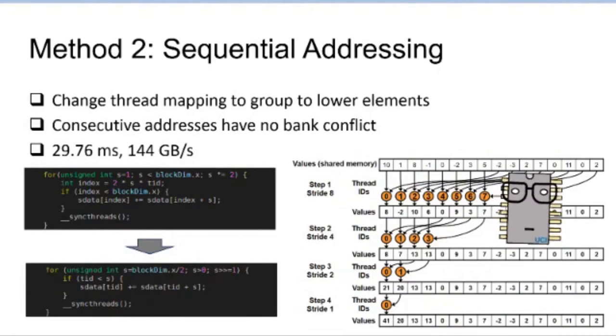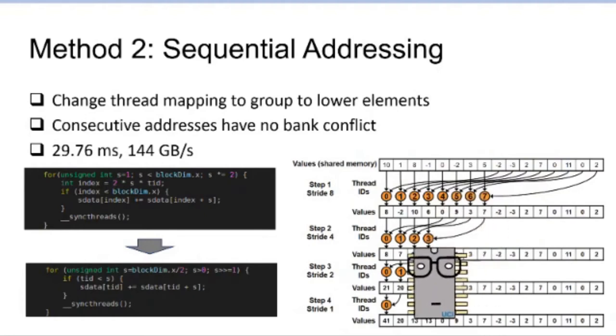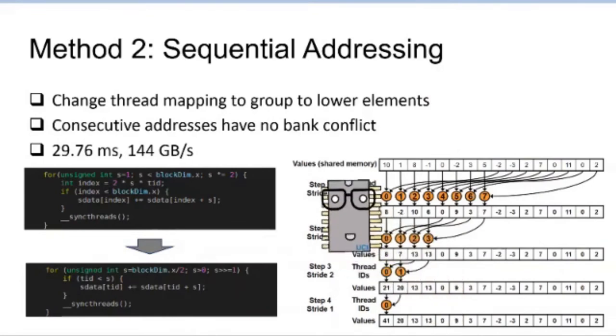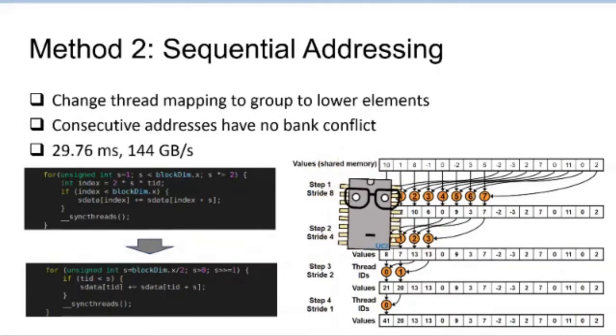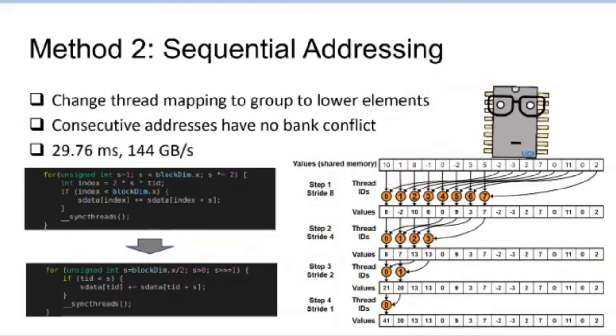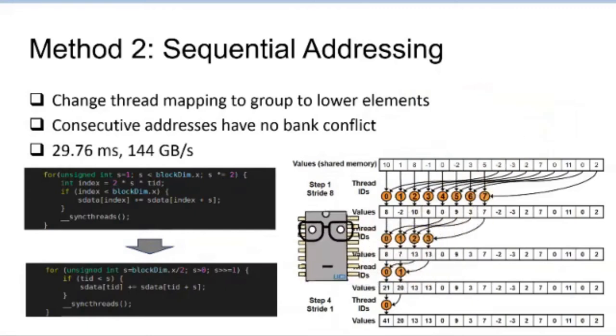And at the next iteration, the bottom 4 elements, then the bottom 2 elements, then the bottom 1 element, and so on. So all these threads access consecutive values in shared memory. Thread 0 and thread 1 are reading from offsets 0 and 1 and writing to offsets 0 and 1. And again, they'll be reading from offsets 8 and 9, and so on.